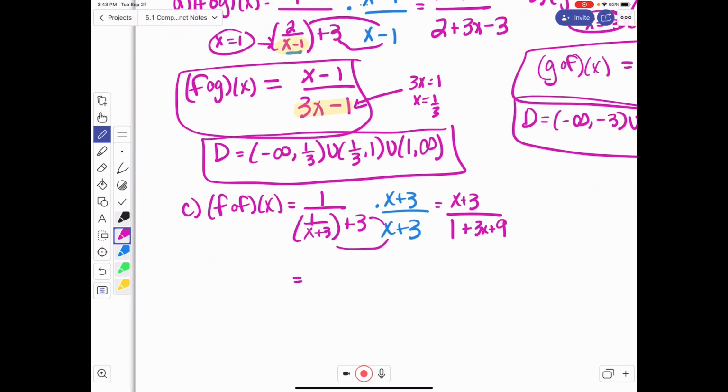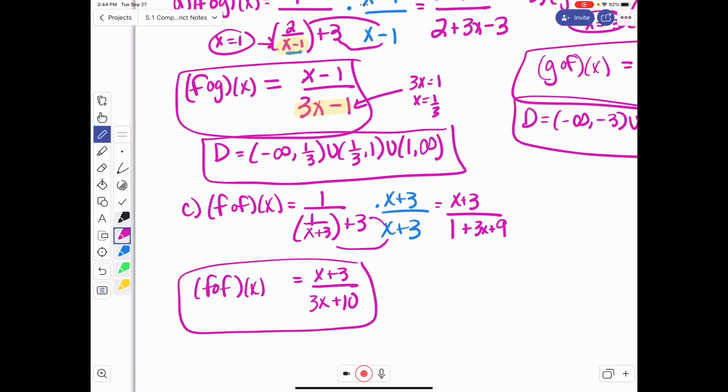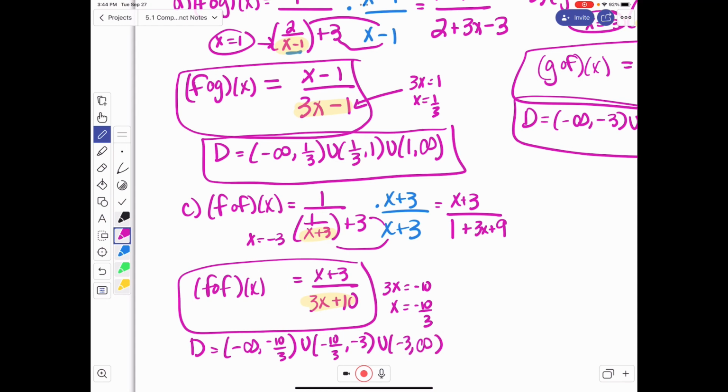So I have X plus 3 on top. And then on the bottom, I have 3X plus 10. So here's my composite function. I'll look at my fractions to find my restrictions. I'm looking at my denominators. So my restriction is X equals negative 3. And then I'll have 3X equals negative 10. I divide by 3, so X equals negative 10 thirds. So my domain is negative infinity to negative 10 thirds, union negative 10 thirds to negative 3, union negative 3 to infinity.